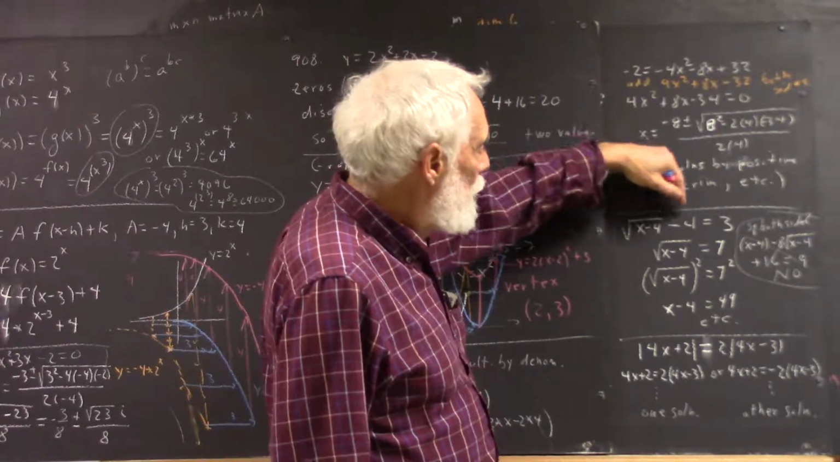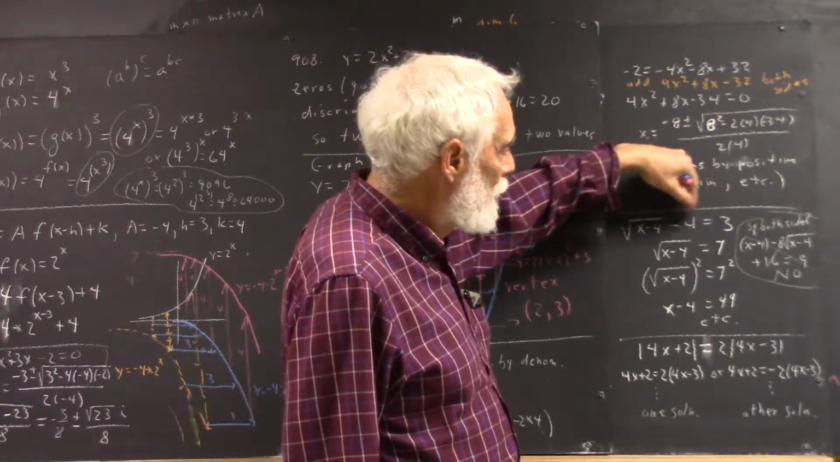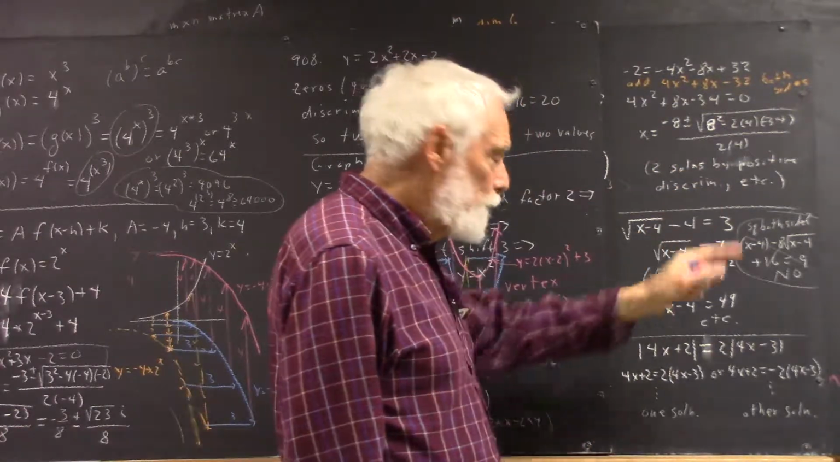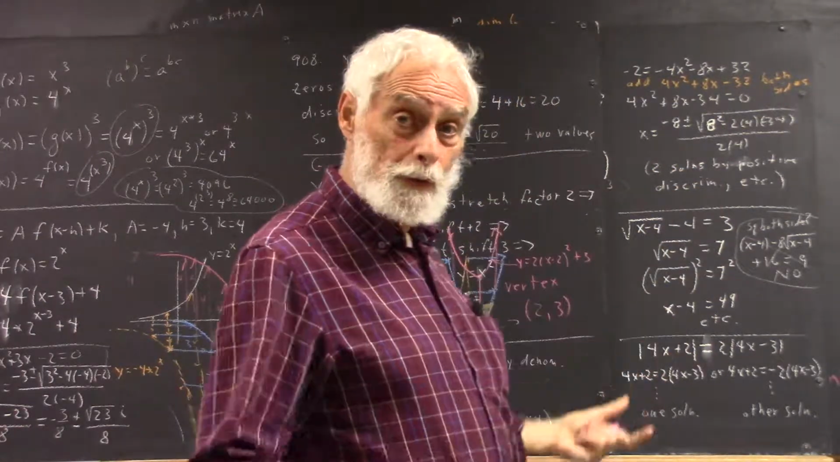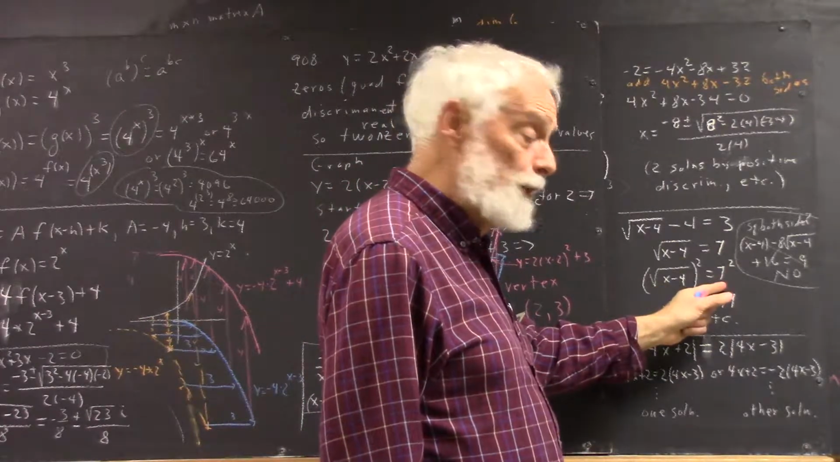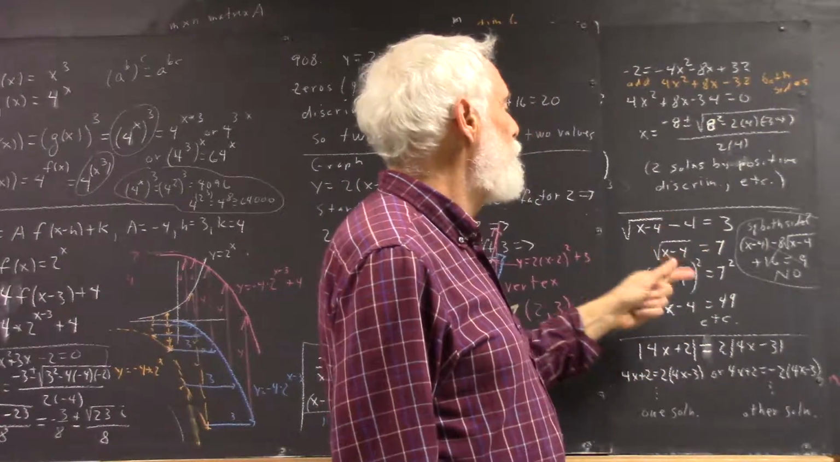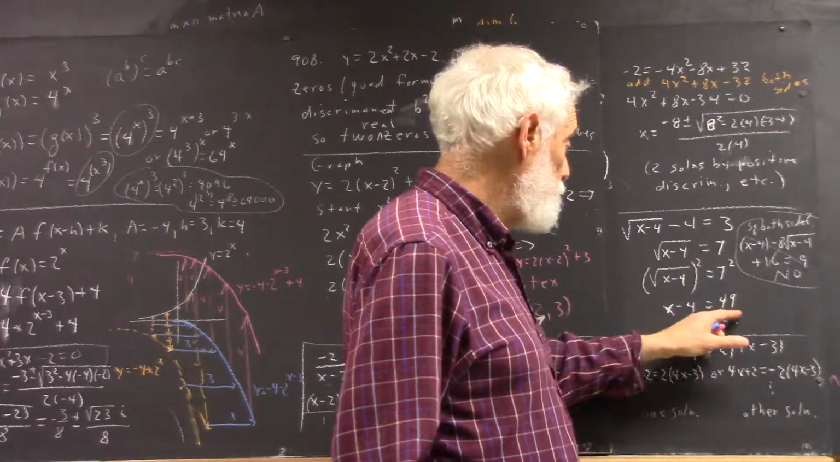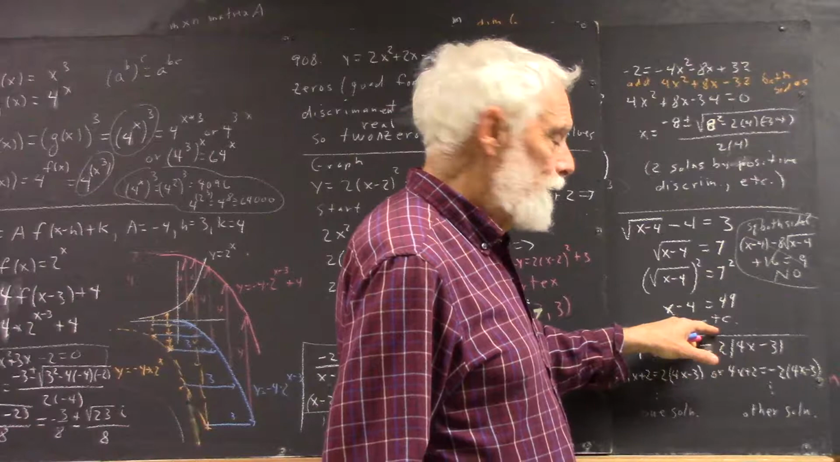Okay, so what we have to do here, before we square both sides, we add 4 to both sides, which gives us this. Then we can square both sides, and we're perfectly okay. Okay, we square the square root of x minus 4, and we square the 7, we get x minus 4 equals 49, and then I just say, etc.